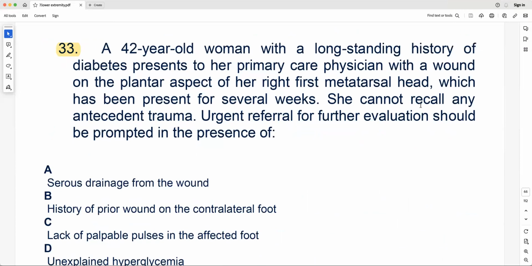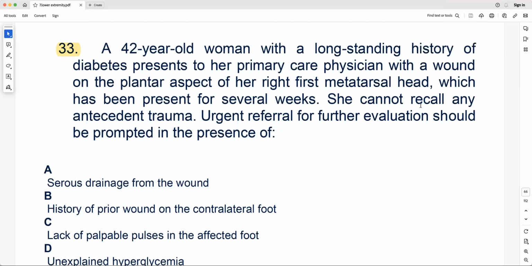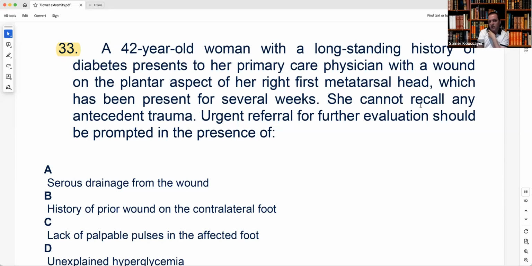Yes, doctor. Okay. A 42-year-old woman with a long-standing history of diabetes presents to her primary care physician with a wound on the plantar aspect of her first metatarsal head, which has been present for several years. She cannot recall any antecedent trauma. Urgent referral for further evaluation should be prompted in the presence of... Okay, so she has a long-standing ulcer, difficult to heal for several weeks. So what things should alert you to send her very urgently for evaluation?